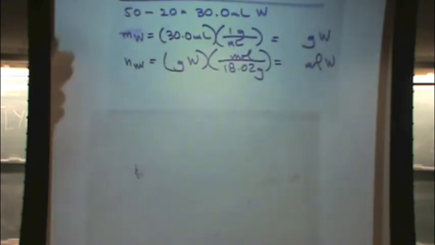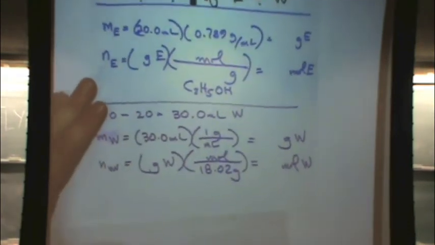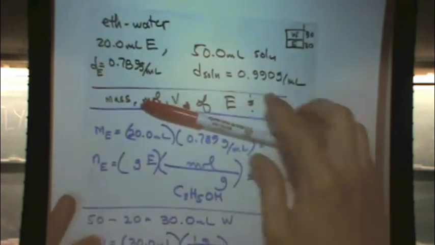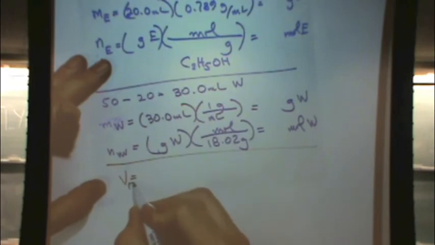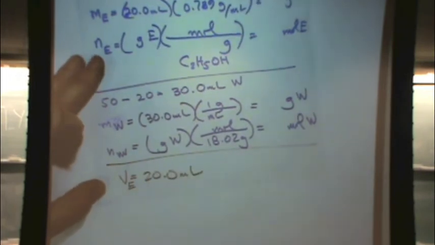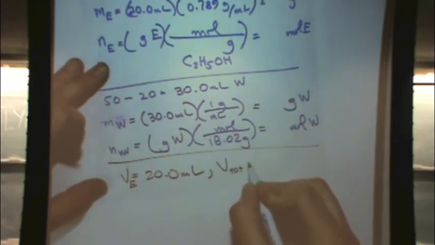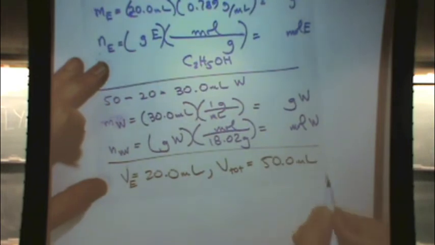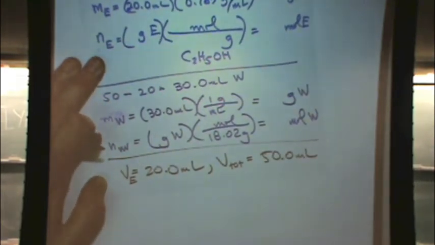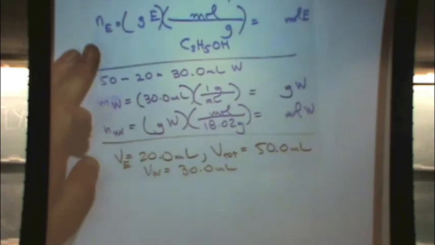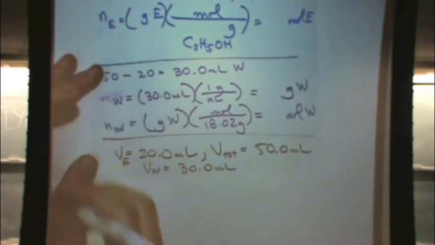Yeah? So you wrote V up there, but you don't need to find it? Oh, yeah, thank you. Did I miss that one? I'll put that at the very bottom of the page here. The volume of ethanol is 20, because that's how much I started with. And then the volume total was 50. That's how much I ended with, I believe. Is that right? Yeah, 50. And then the volume of water must be 30. Is that okay? I think I got everything I needed.